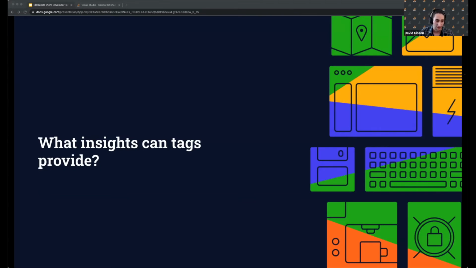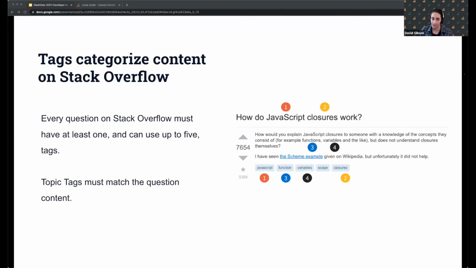So the next section we're going to jump into is some insights on our public platform site. If you're familiar with Stack Overflow, every question has a tag or a set of tags. So for this question, how do JavaScript closures work? We can see the tags here at the bottom. The first tag is JavaScript, then functions, then variables, scope, and closures.